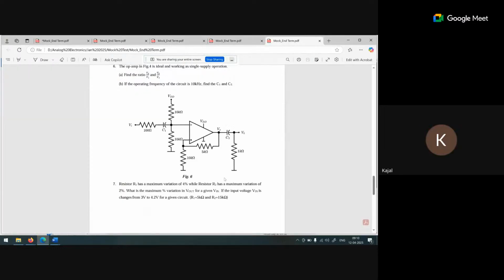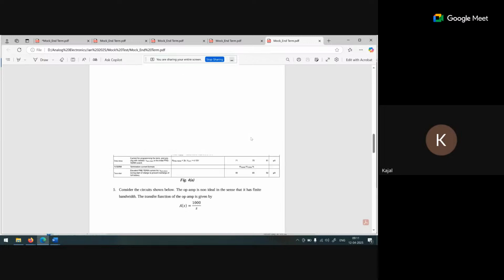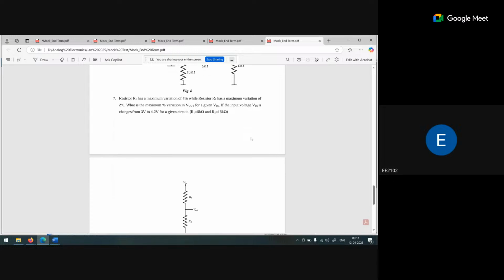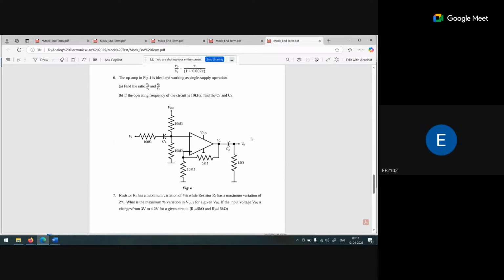Sir, could you please solve the mock's sixth question? Okay, just the first part. If you remember, this type of question is already given in the week 3 assignment. Yes, sir, similar to that one we are using. Sir, I tried solving, but I couldn't verify if it's the correct answer which I am getting. So I just wanted it to be checked.